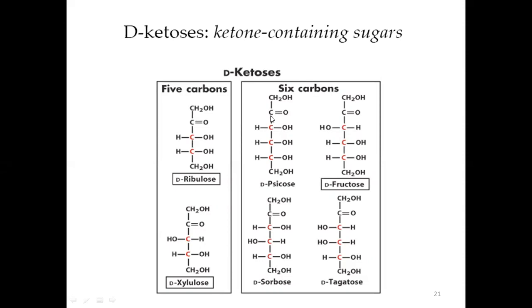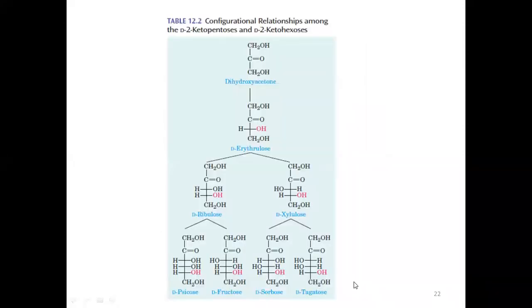And then what else? So you have, this comes from here. If we add an additional carbon from this, you can add your carbon next to your carbonyl carbon. You have your OH to the right, your OH to the left here. So you get your sorbose and tagatose. So this is for ketones.